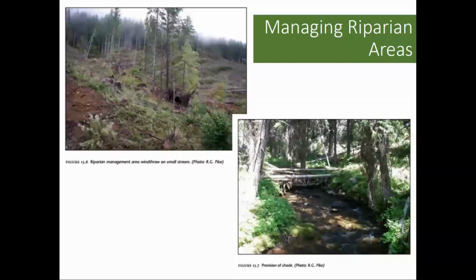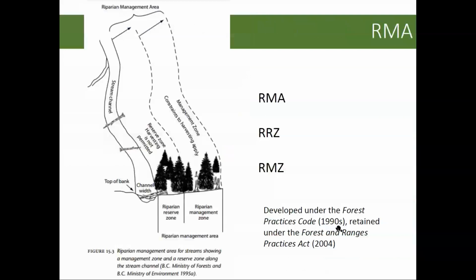Important considerations are going to be around how we maintain some of the function that the riparian area would have on the stream. One of those considerations is wind throw, so we'll talk a little bit about that, and how we ensure that wind throw isn't going to negatively impact the stream. Also the importance of shade, for instance. That's another attribute that we're trying to manage for.